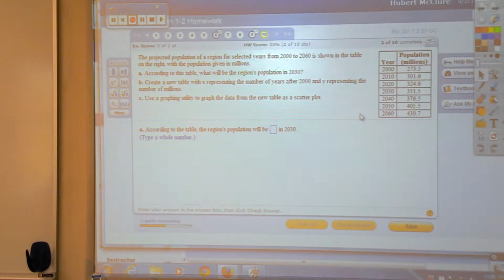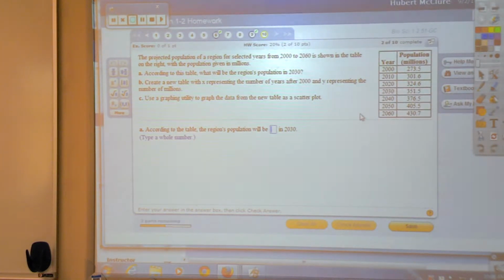The projected population of a region for selected years from 2000 to 2060 is shown in the table on the right, with the population given in millions. According to this table, what will be the region's population in 2030? Well, 351 million, 0.5. Create a new table with X representing the number of years after 2000. So in other words, 0, 10, 20, 30, 40, 50, 60.